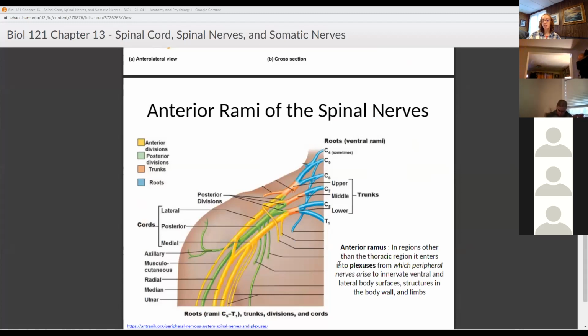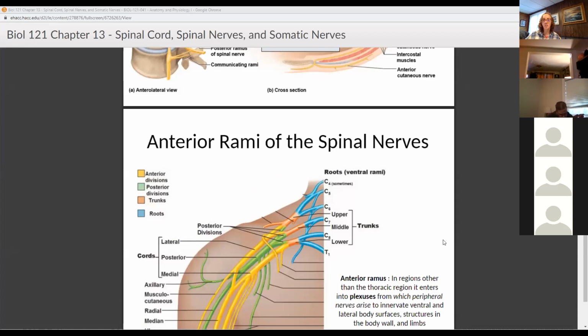The anterior ramus in other regions besides the thoracic region, it will enter into plexuses from which peripheral nerves will arise. So plexuses of motor nerves and sensory nerves that will innervate the ventral and lateral body surfaces. So the anterior ramus is going to enter plexuses.